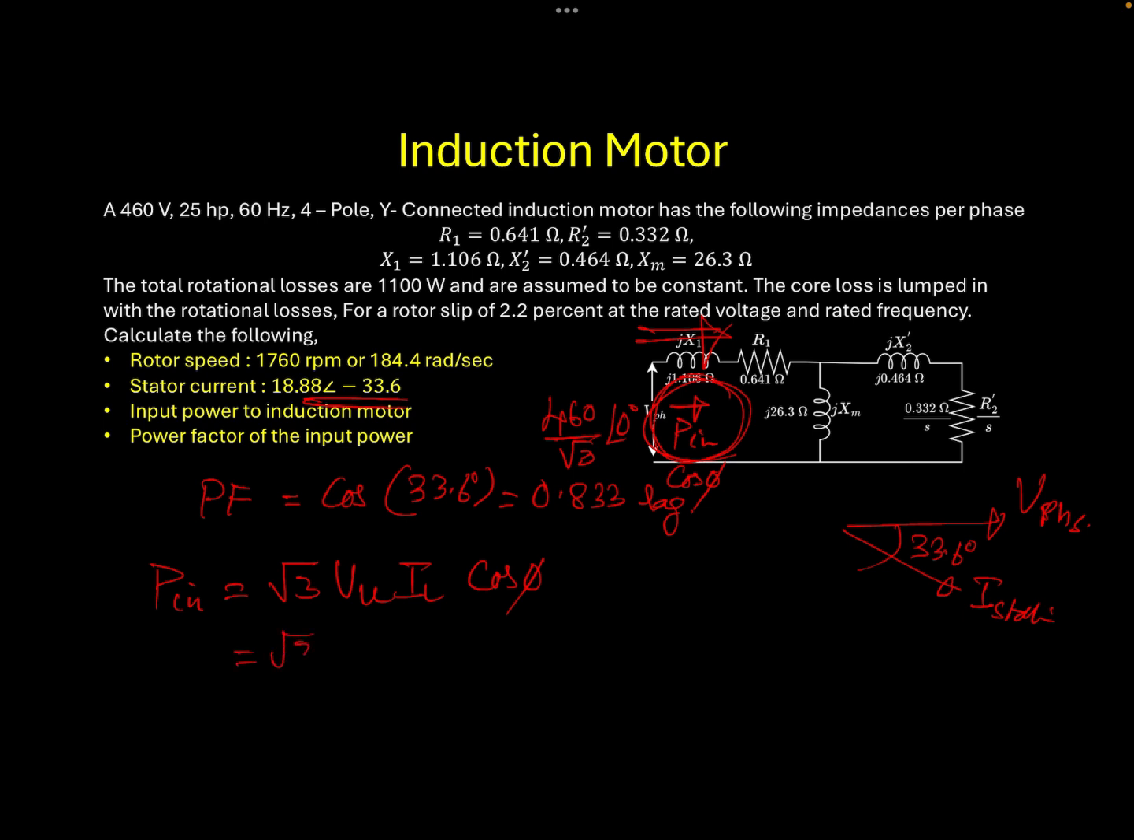So now we know that the value of line voltage is 460. The value of the current that we have is 18.88, and the power factor is cos of 33.6 degrees. So if you substitute all your values of the voltage, current, as well as the phase angle difference between the voltage and current, then you will get the value of the input power as 12,530 watt. So that's the amount of power that we are feeding into the induction motor, and the power factor is 0.833 lagging for us.